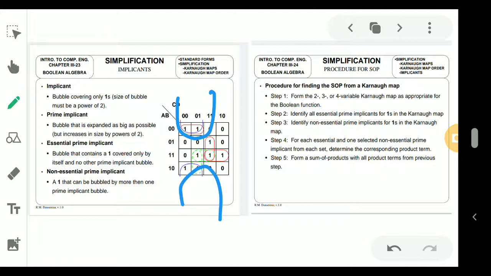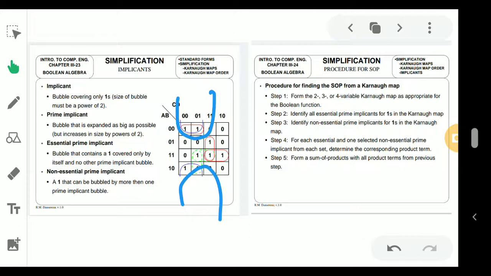That is only covered by itself. That one is covered, and it is not being shared. But see over here, this one has been shared by this one also. A non-essential one can be bubbled by one or more prime implicants. This example is this one, which is bubbled by another one also. And the essential one is a bubble that contains a one covered by only itself. This one cannot be covered by any other ones. So these are the different implicants.